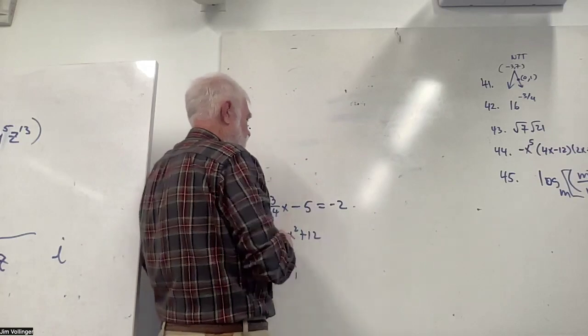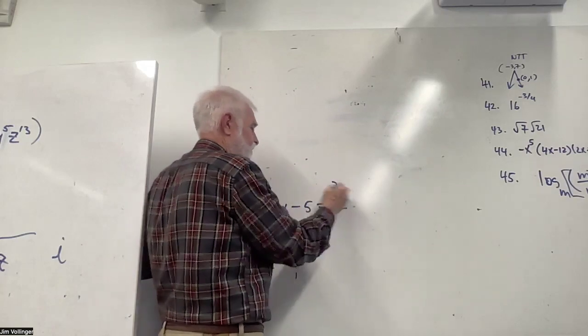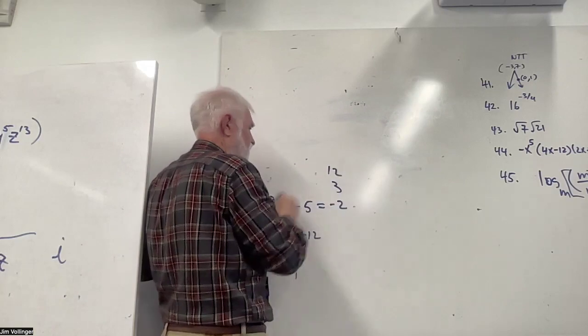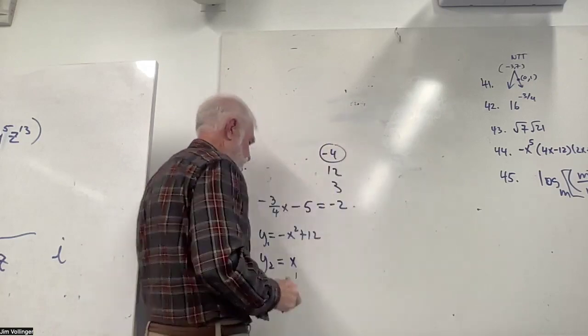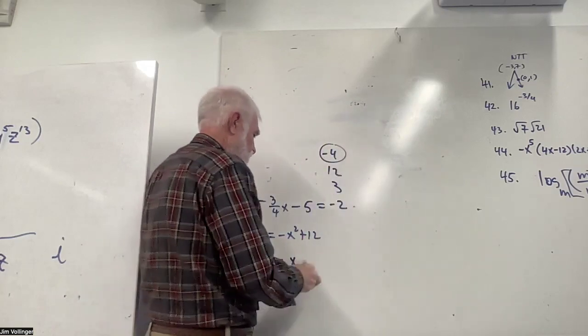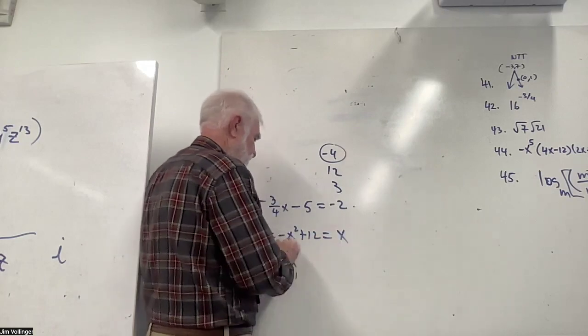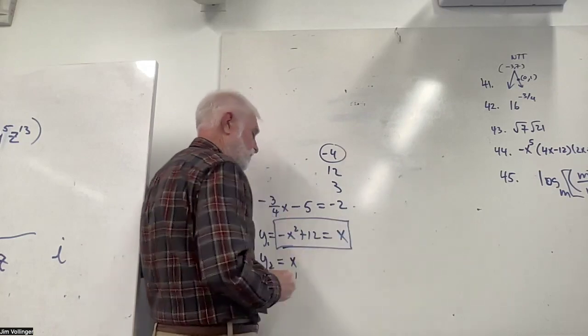All right, so what am I going to do to do this one in my head? That becomes 3, multiplied by 4, that's 12, divide by negative 3, negative 4 is your answer. Minus x squared plus 12 equals x. That's how you find points of intersection. You set the calculations equal to each other.